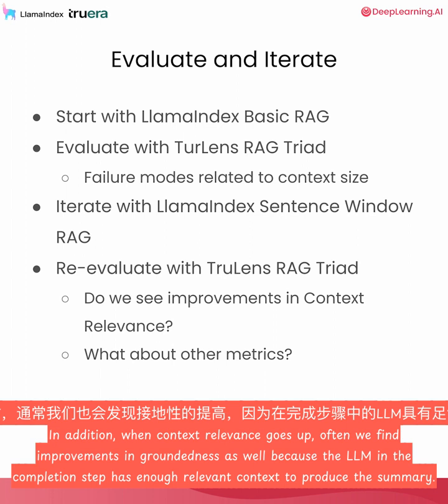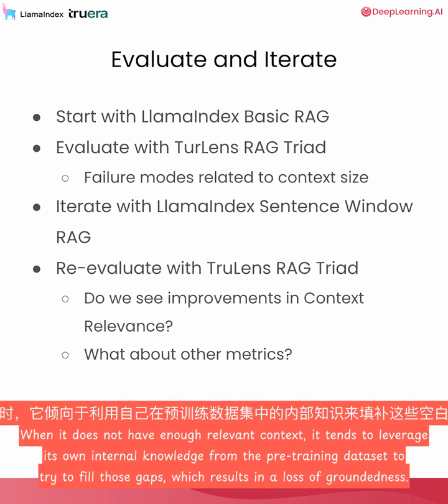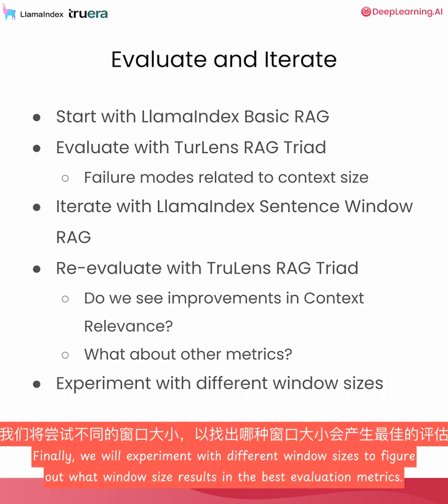In addition, when context relevance goes up, often we find improvements in groundedness as well, because the LLM in the completion step has enough relevant context to produce the summary. When it does not have enough relevant context, it tends to leverage its own internal knowledge from the pre-trained data set to try to fill those gaps, which results in a loss of groundedness.